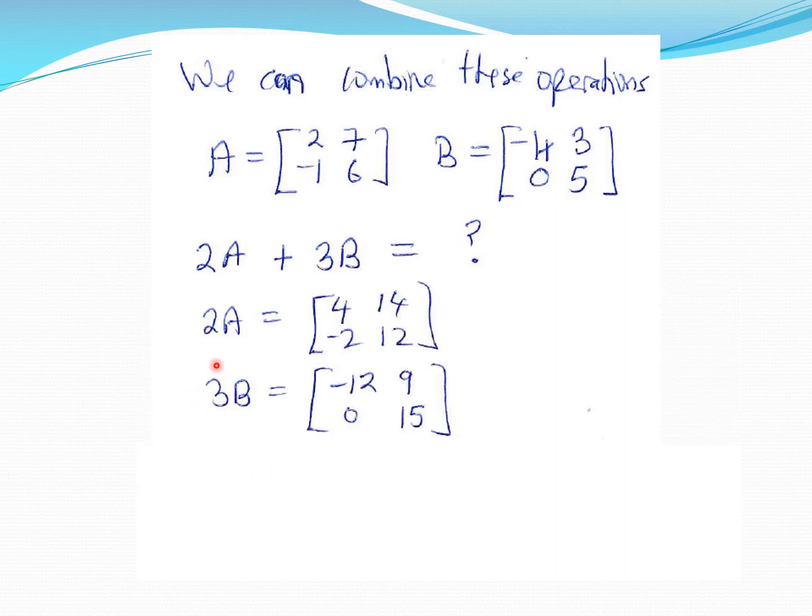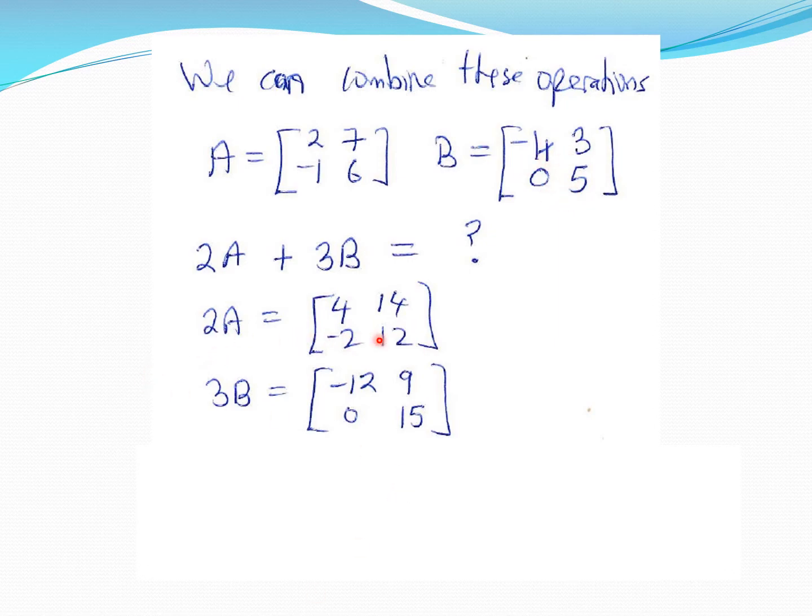So if we break down the operation just to make life easy for the minute, what's 2A? Multiply each number in A by 2. So we get 4, 14, minus 2, and 12. And what's 3B? 3 times those numbers there. So we get minus 12, 9, 0, and 15.